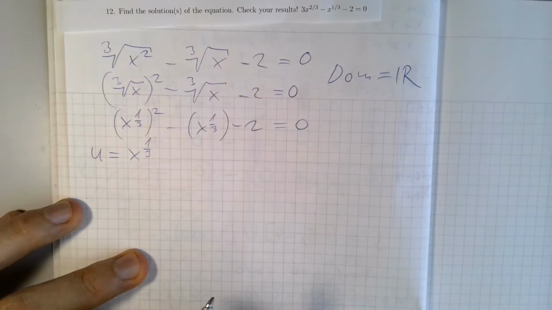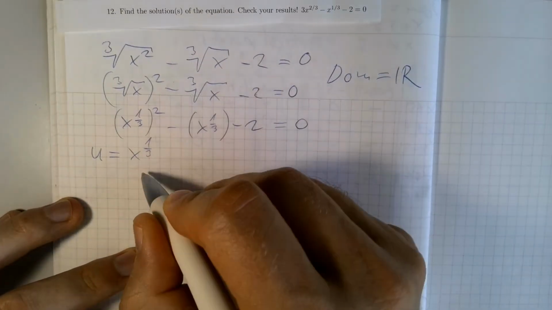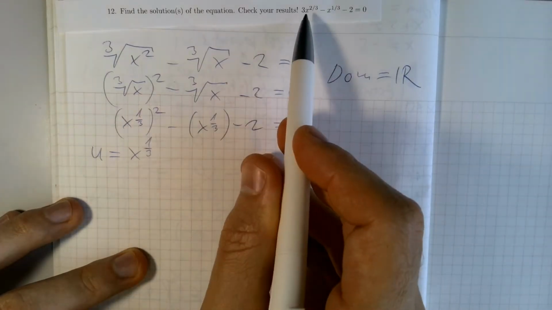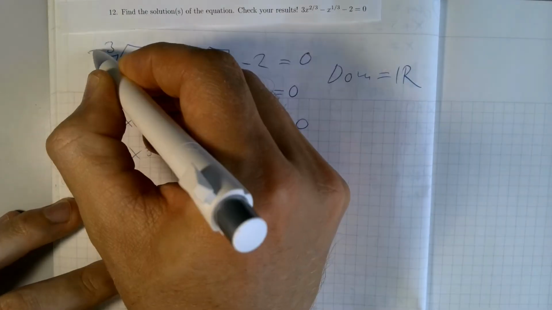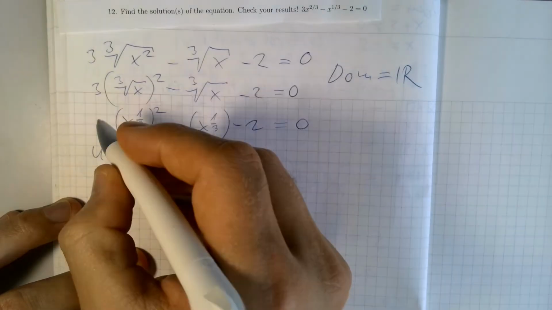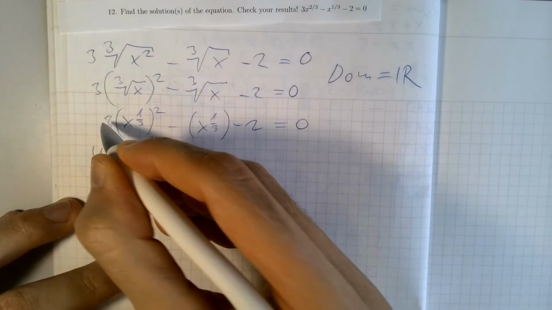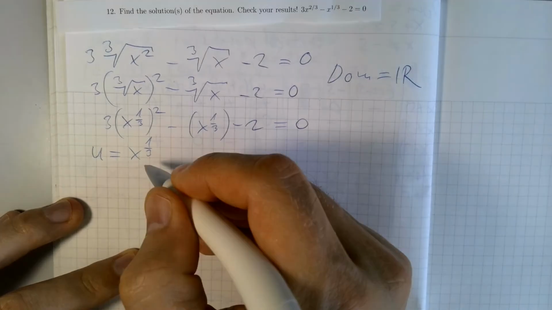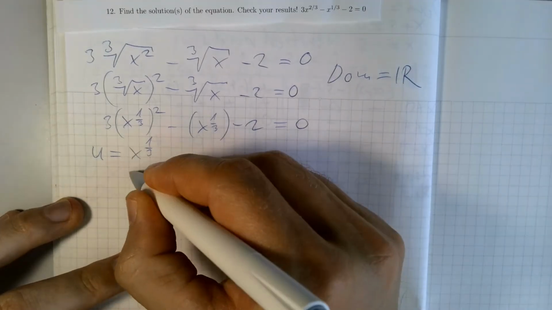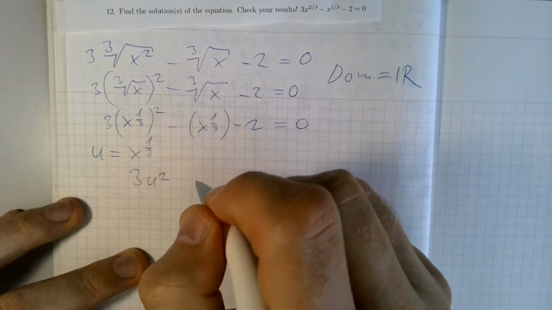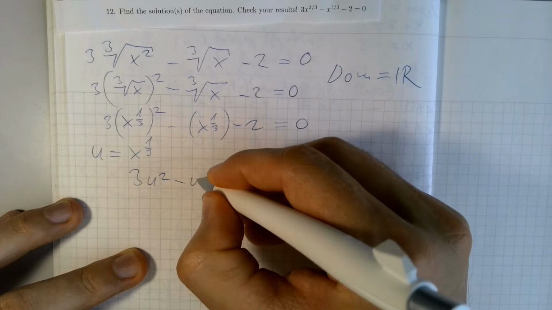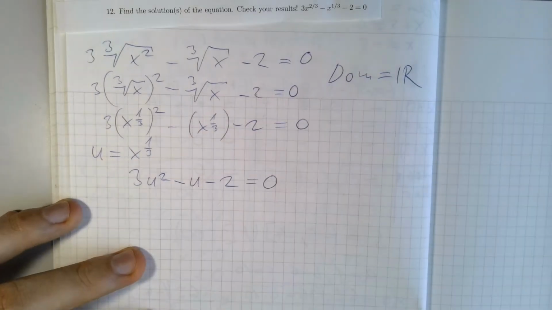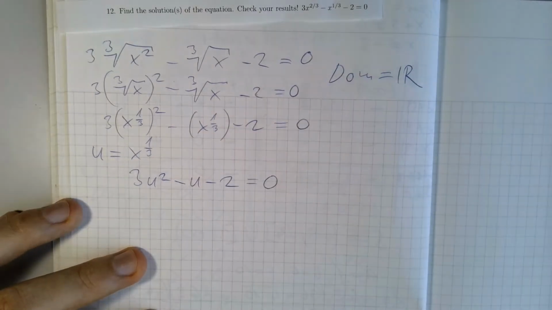And if we rewrite that, so now we have, oh, sorry, it seems that I left out a 3 here. Okay, so we had, multiplying by 3, so therefore, well, it was not too late. 3 times u squared minus u minus 2 equals 0. And this is an ordinary quadratic in u.